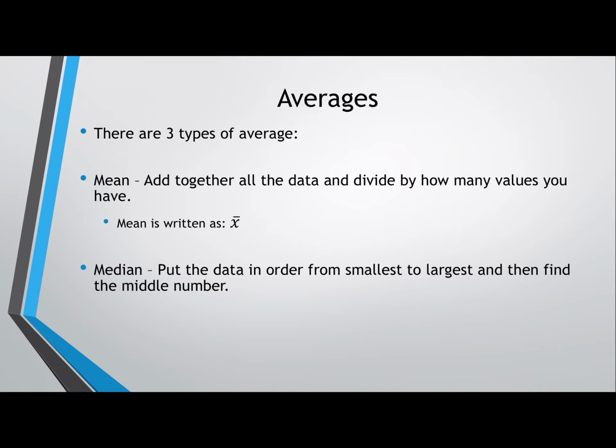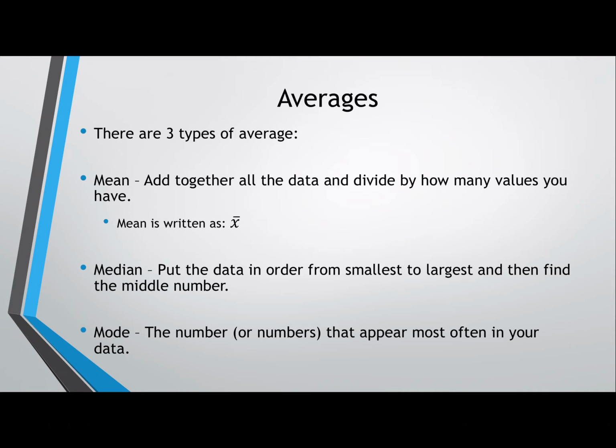The second type of average is the median. This is where we put our data in order from our smallest number to our biggest number, and then we find the one that's literally in the middle. And then our mode, which is the number, or sometimes more than one number, that appears most often in your data. So in your list, if there's a number that appears more often than every other one, that is the mode.